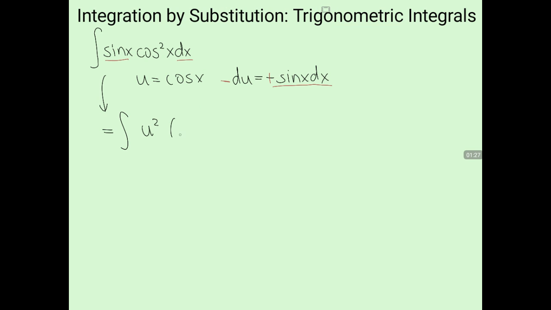So this is our integration by substitution. Now we can do our integral in terms of u, and it's much easier than before. The integral of negative u squared is negative 1 over 3 u cubed plus c, and we're just going to substitute what we called u in the first place, which is cos x.